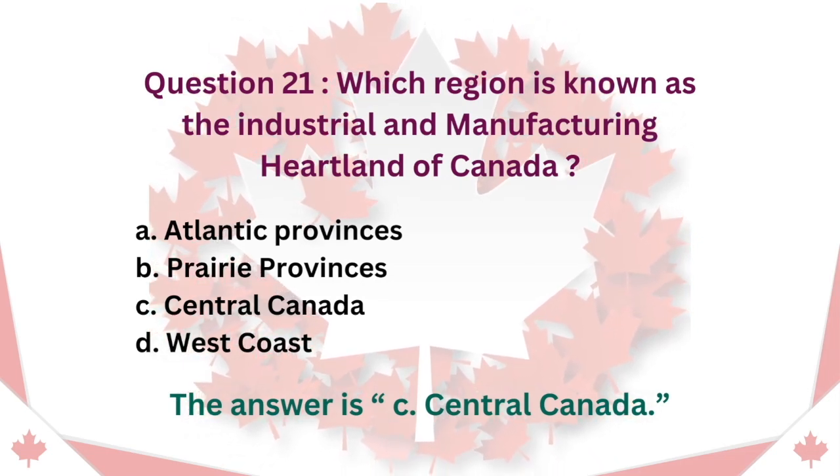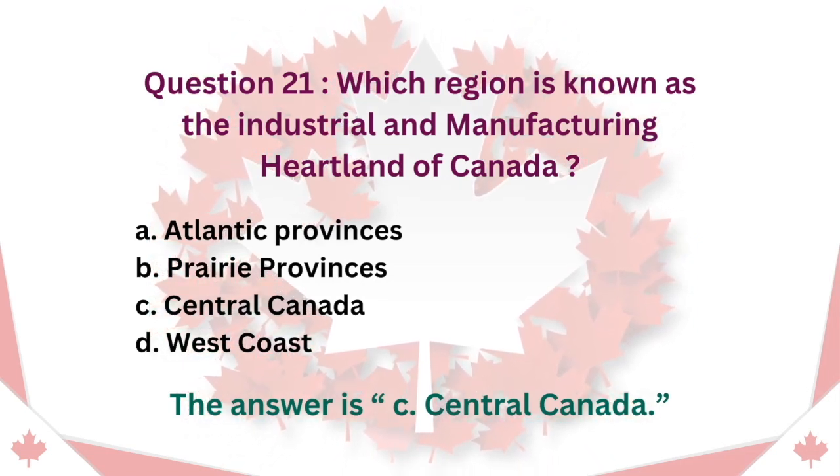Question 21. Which region is known as the industrial and manufacturing heartland of Canada? A. Atlantic provinces. B. Prairie provinces. C. Central Canada. D. West Coast. The answer is C. Central Canada.